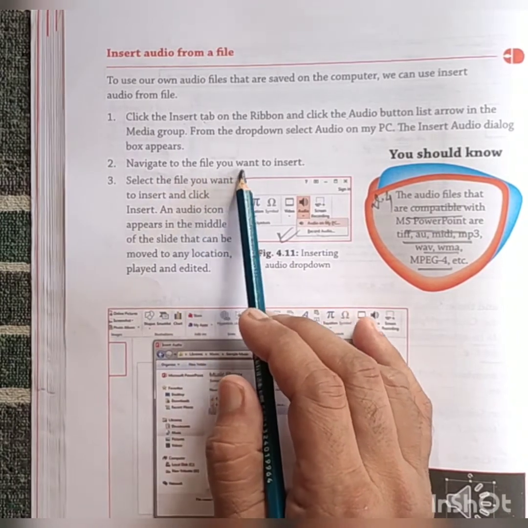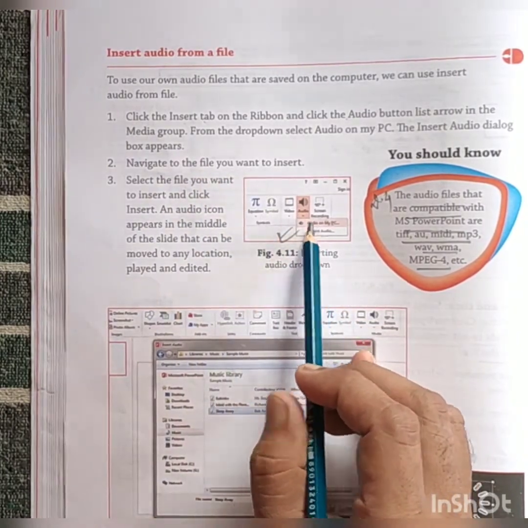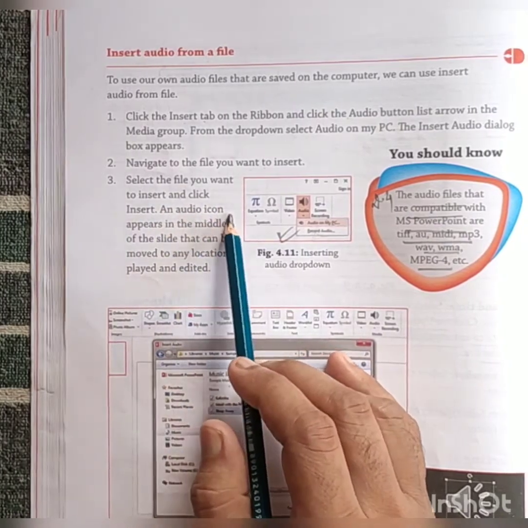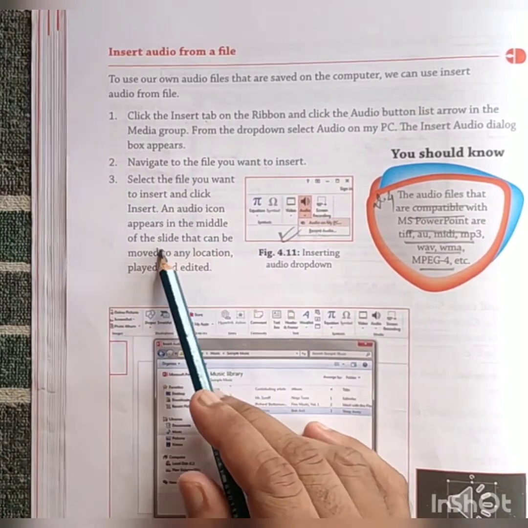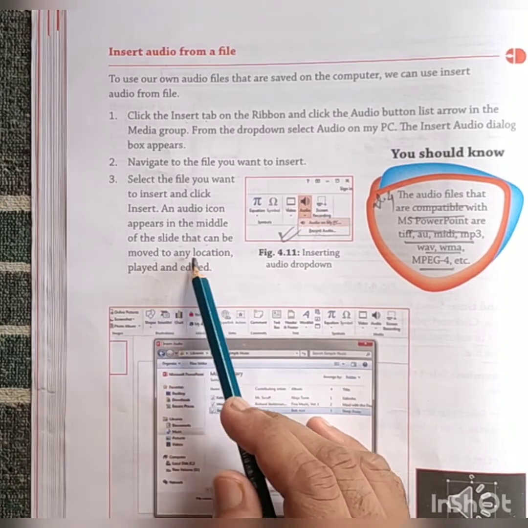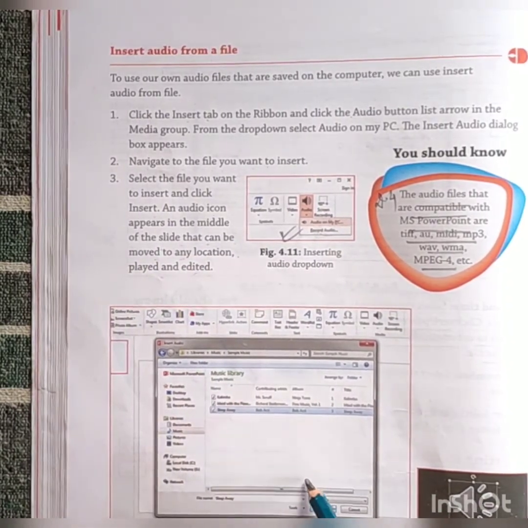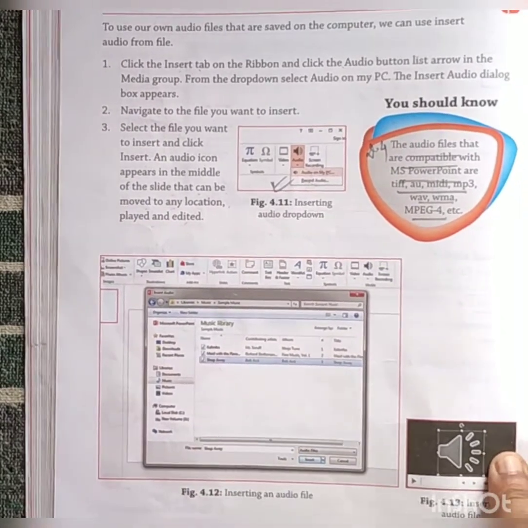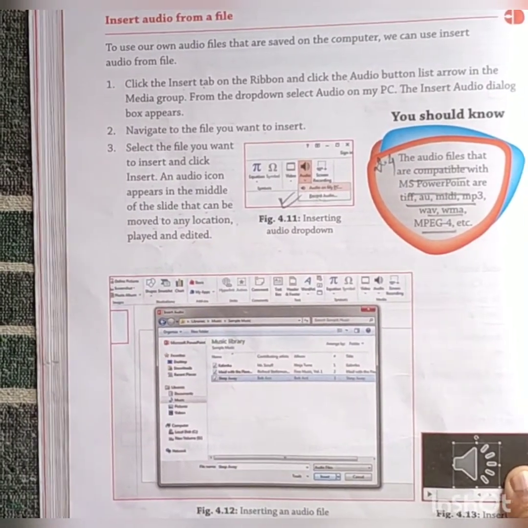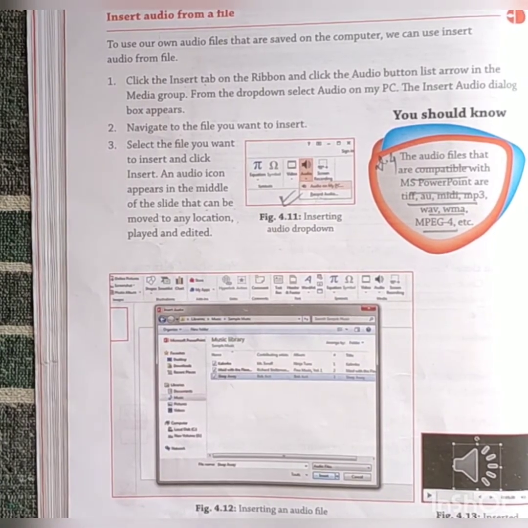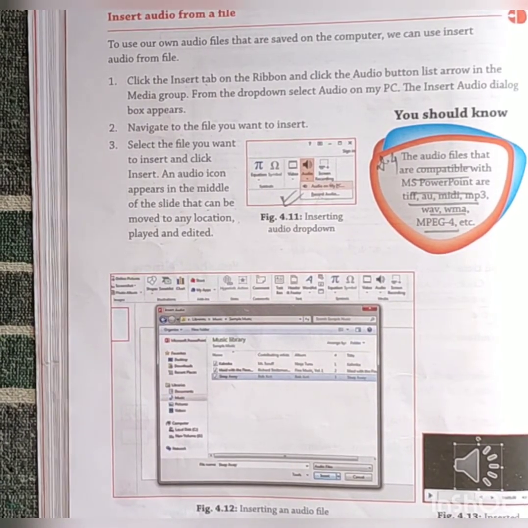Navigate to the file you want to insert. Select the file you want to insert and click insert. An audio icon appears in the middle of the slide that can be moved to any location, played and edited. So this way it can be located in any location. In the same way we can insert the video files also. So how to insert? Now I'll tell you.